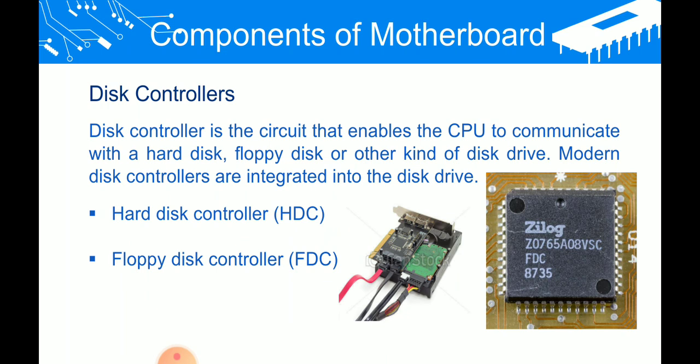For the CPU to communicate with the hard disk, the hard disk controller is used, and for communication between the CPU and the floppy disk, the floppy disk controller is used. You can see the pictures of both. The first picture is of the hard disk controller and the second picture is of the floppy disk controller.